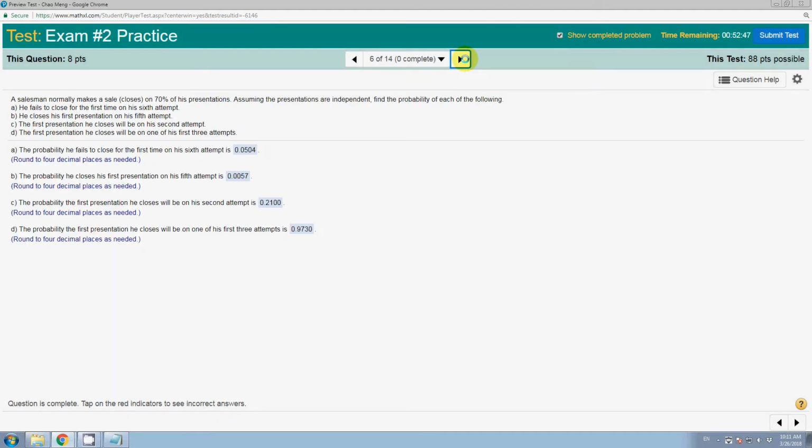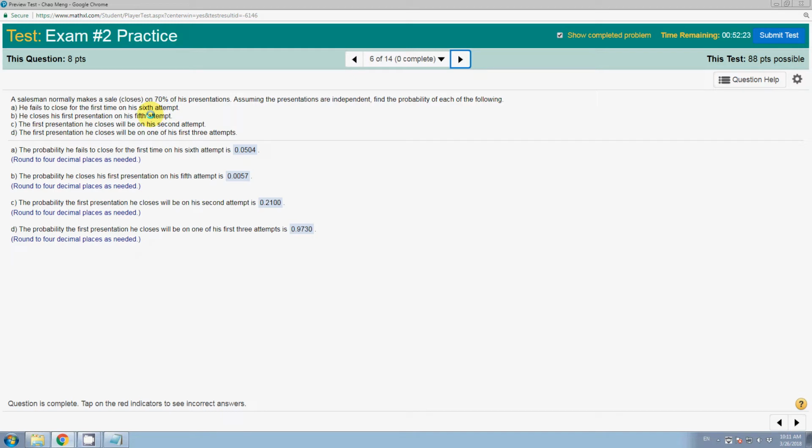So question number 6, a salesman normally makes a sale or closes a sale on 70% of his presentations, assuming the presentations are independent, and we need to find a few probabilities. The first one is he fails to close for the first time on his sixth attempt.